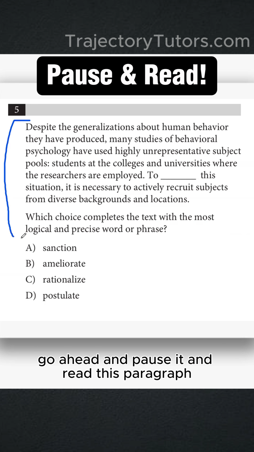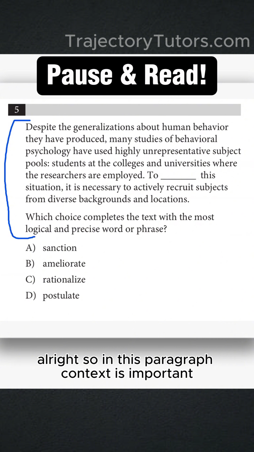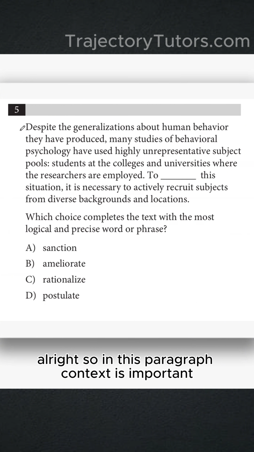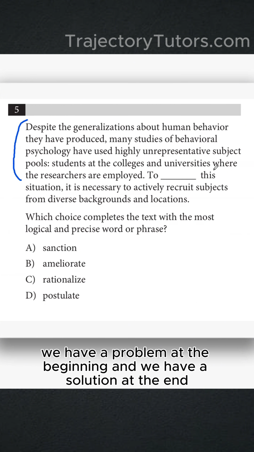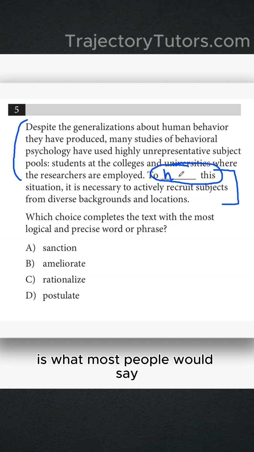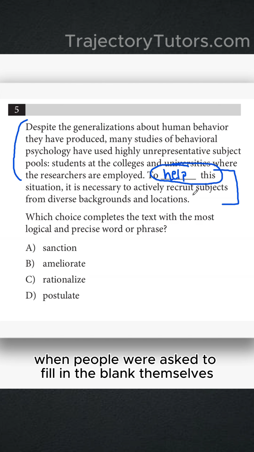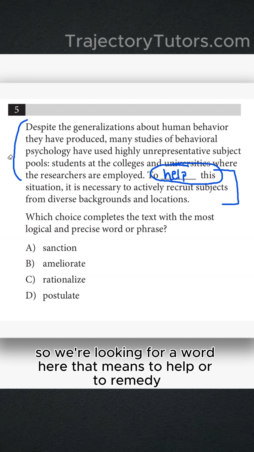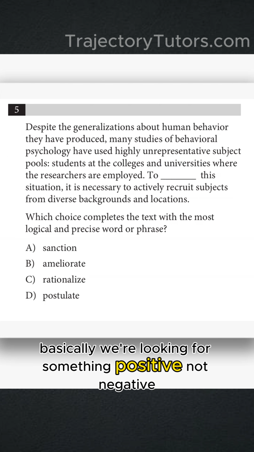Go ahead and pause it and read this paragraph. All right, so in this paragraph, context is important. We have a problem at the beginning and we have a solution at the end. So in order to help this situation is what most people would say when asked to fill in the blank themselves. So we're looking for a word here that means to help or to remedy. Basically, we're looking for something positive, not negative.